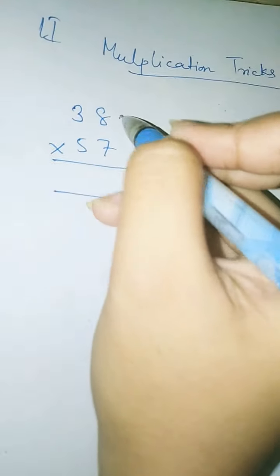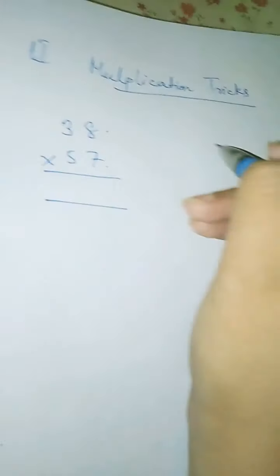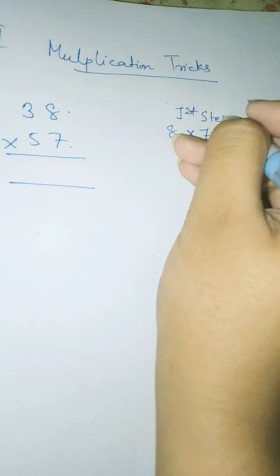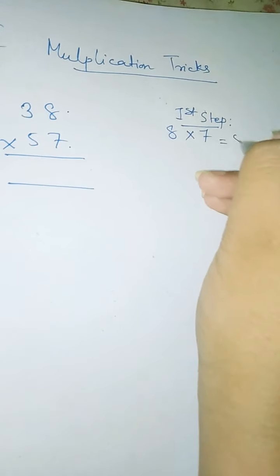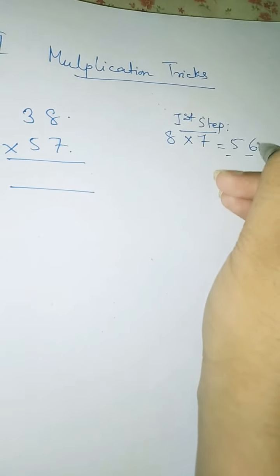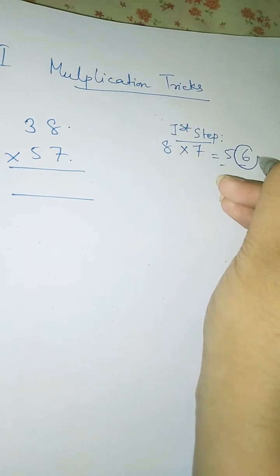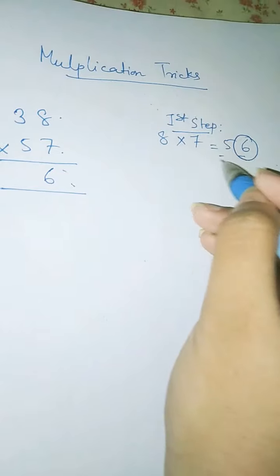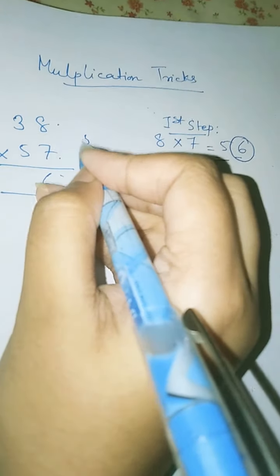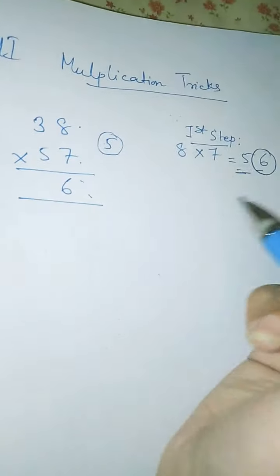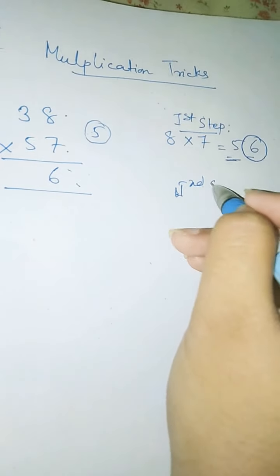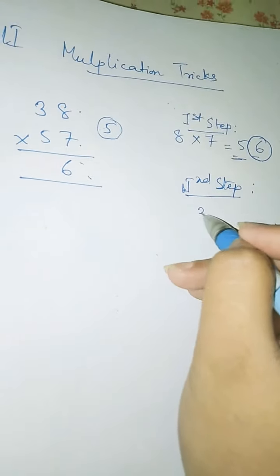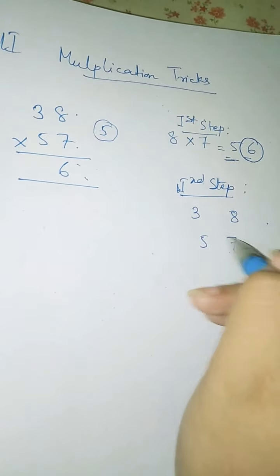First we will do what? 8 into 7 is 56, we know. First step. So out of 56 we will take only the ones digit place. So here we will write 6, and this 5 we will carry forward. Here write 5. Now the second step is to cross multiply the numbers.